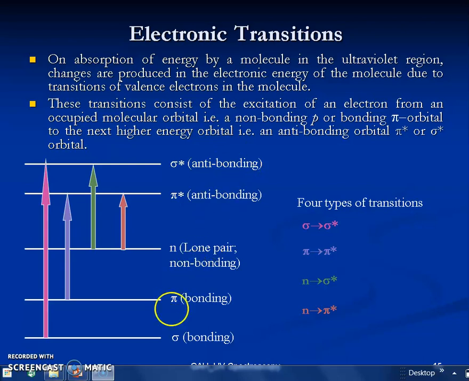With this concept, we have four different types of transitions coming into the picture. I have sigma bonds, I have pi bonds, and I have n electrons, which are sensing the energy change, taking up the energy and jumping to the higher energy or anti-bonding orbitals, that is pi star and sigma star. On accounting all these bonding, non-bonding and anti-bonding orbitals, we have four different kinds of transitions that are possible.